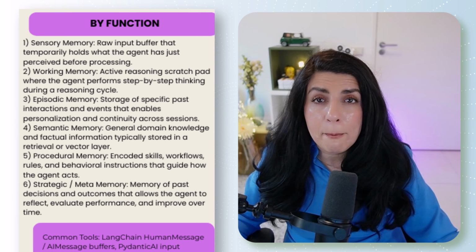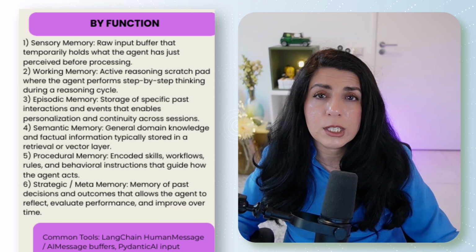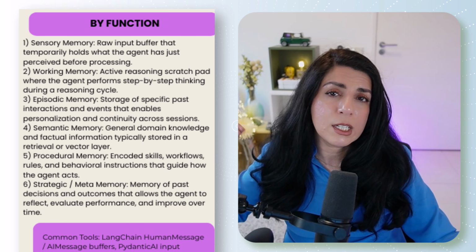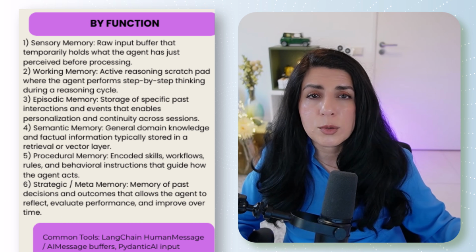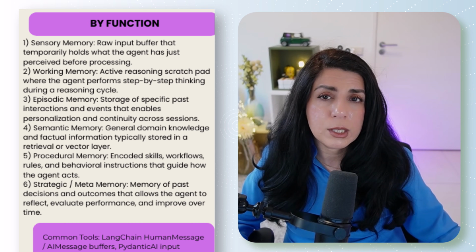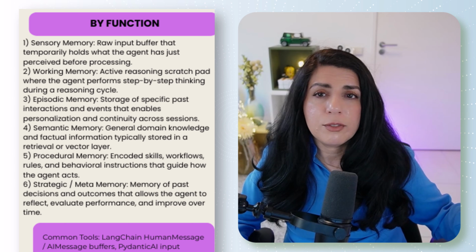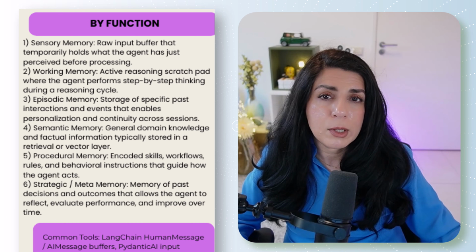Then we have semantic memory, usually your RAG and your vector database. For example, roses peak in February due to Valentine's Day demand, and that's stored in a flower supply chain database. Tools include ChromaDB, FAISS, Qdrant, Pinecone, Weaviate, and LlamaIndex.